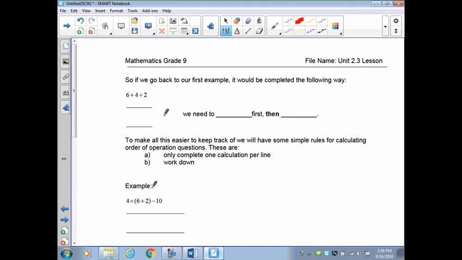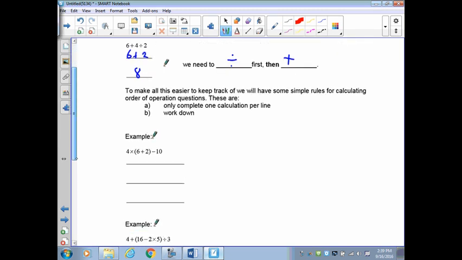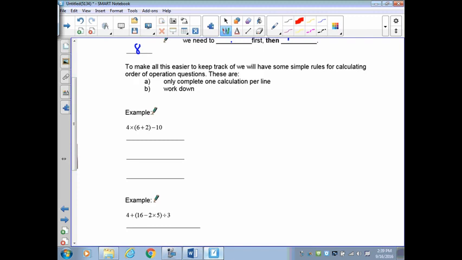So in our first example, we need to divide first, and then we need to add. So our first answer should be 6 plus 2, giving us an 8. All right. Now there's some rules that we're going to use in order to make marking easier, and that is very simple. First of all, you're only going to do one calculation per line. Simple. Keep that in mind. You're always going to work downwards. These are expressions, so I should never see an equal sign appear. You can't change an expression into an equation.